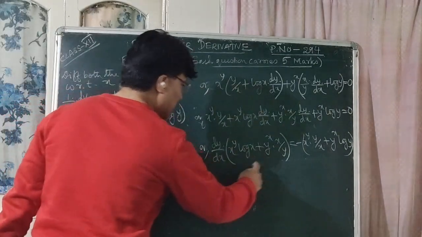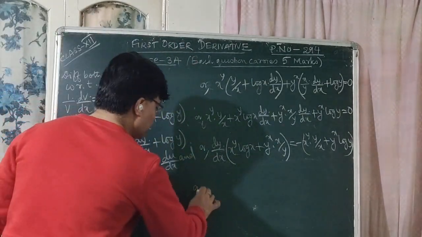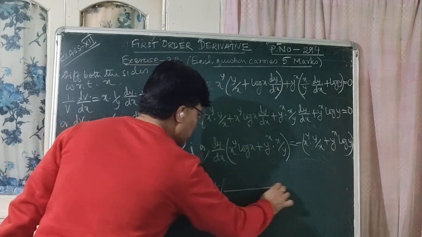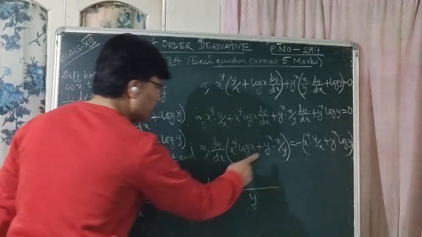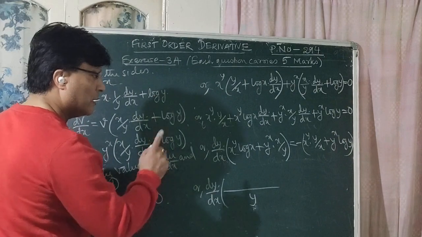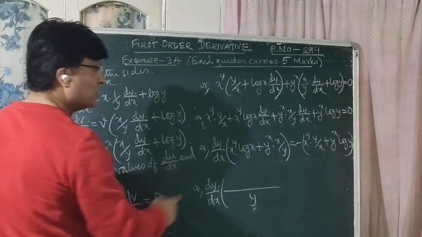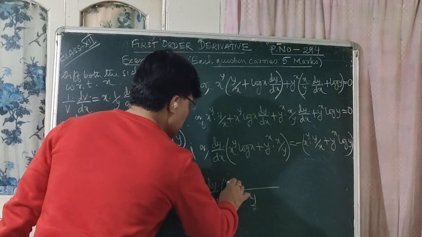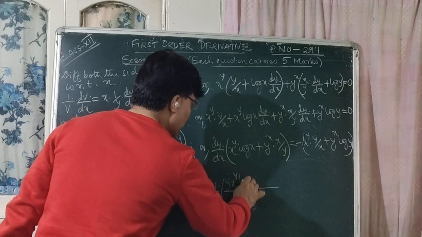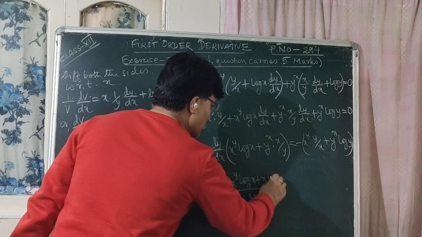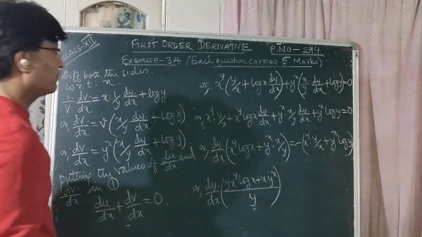So here you can take the LCM now. For dy by dx, here was the LCM. LCM is y, right? The LCM is y out here. So now you can simplify it further. This is y x to the power y log x plus x into y to the power x.